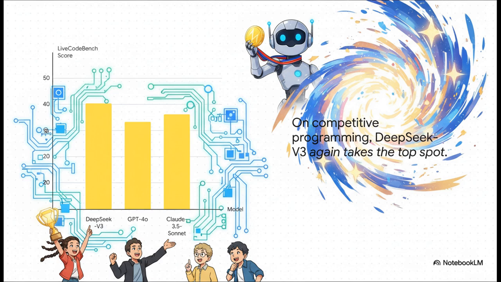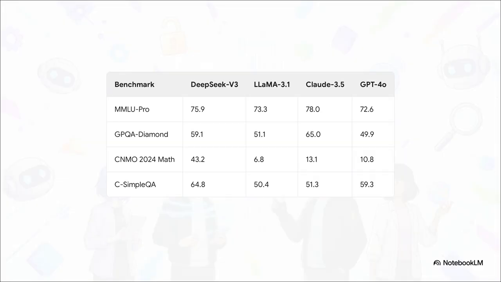On LiveCodeBench, which tests how well a model can solve complex programming problems, DeepSeek V3 again takes the top spot, outperforming the leading closed-source models. This isn't just good for an open-source model. This is state-of-the-art performance, period. And it's not a one-trick pony either. Just look at this table showing its performance across a whole range of other tough benchmarks. It's super competitive in general knowledge, it holds its own against Claude on PhD-level questions, and it absolutely dominates in Chinese language tasks. This proves that this efficient design delivers truly well-rounded top-tier capabilities across the board.